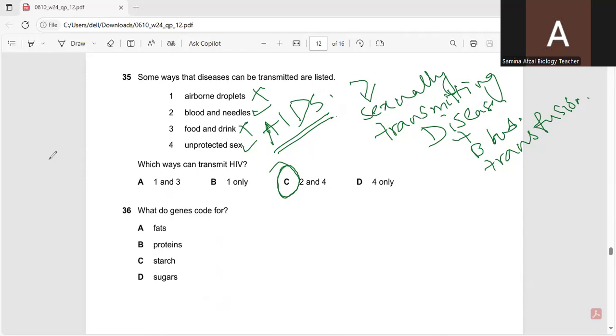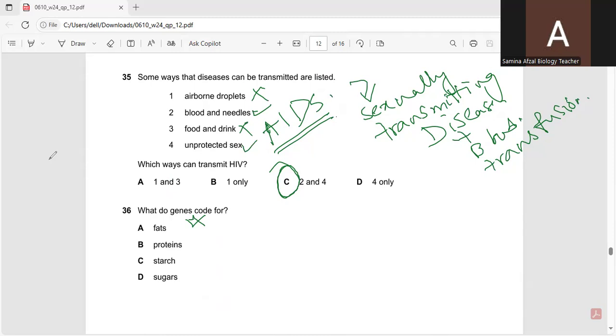What do genes code for? And here you can see the options: fats, protein, starch, and sugar. Fats influence the synthesis of enzymes involved in fat metabolism. So genes themselves do not directly code for fats. So this is not the correct option.